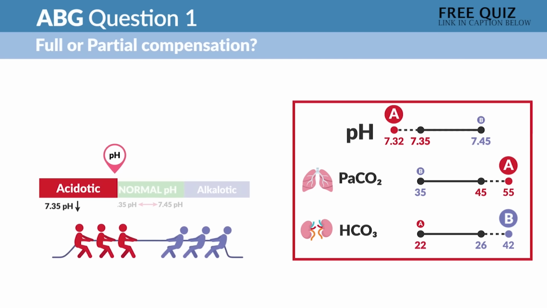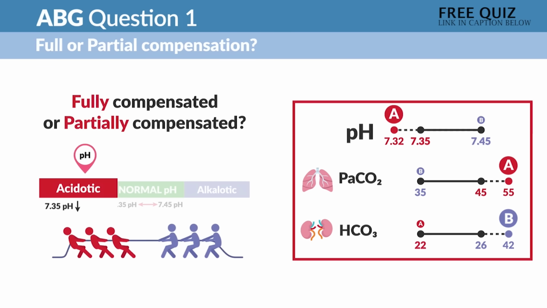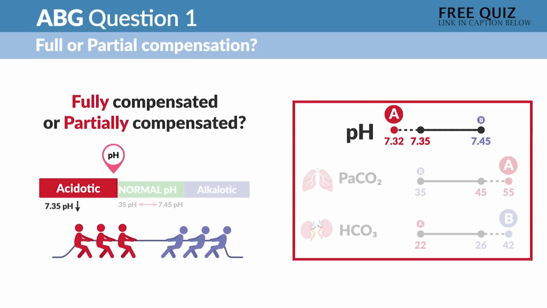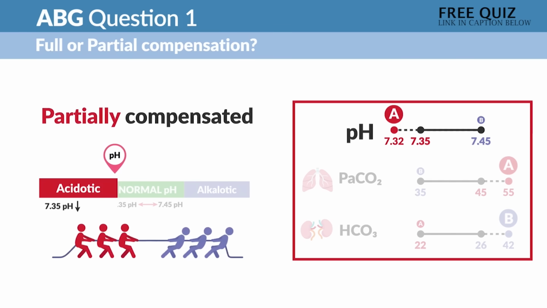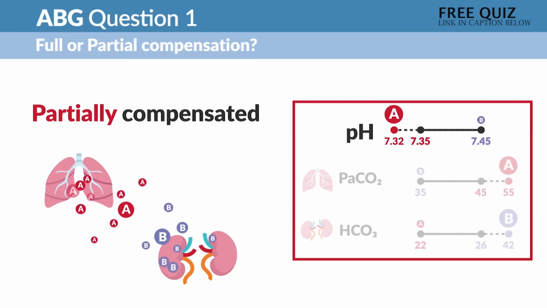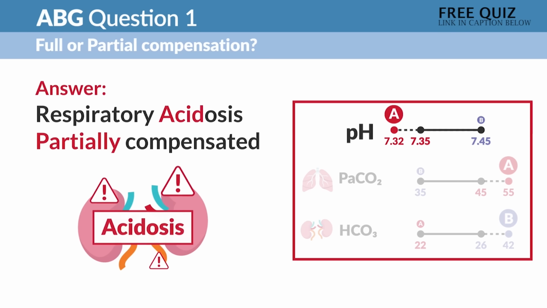But here's the key point. Is it partial or full compensation? Well, look at the pH here. Is it normal? Well, no. So it's not fully compensated. So it's just partially compensated, since the pH has not fully recovered, and the body is still trying to balance itself out. So the correct answer here is respiratory acidosis that is partially compensated.